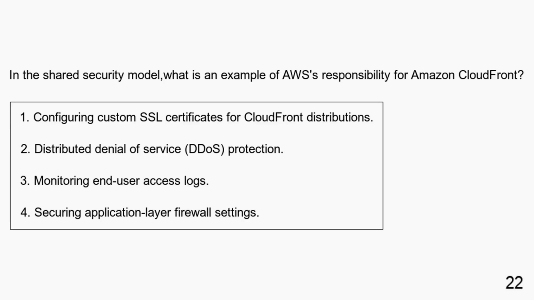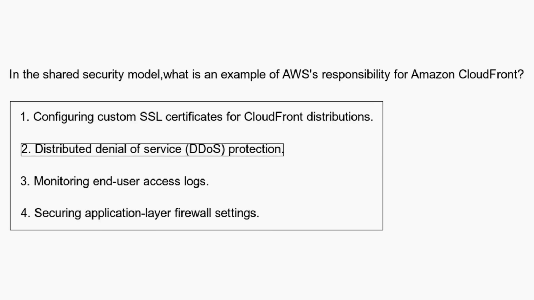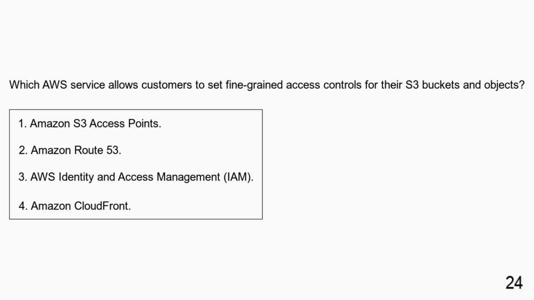In the shared security model, what is an example of AWS responsibility for Amazon CloudFront? Configuring custom SSL certificates for CloudFront distributions. Distributed denial of service, DDoS, protection. Monitoring end-user access logs. Securing application layer firewall settings. AWS is responsible for providing DDoS protection for Amazon CloudFront in the shared security model.